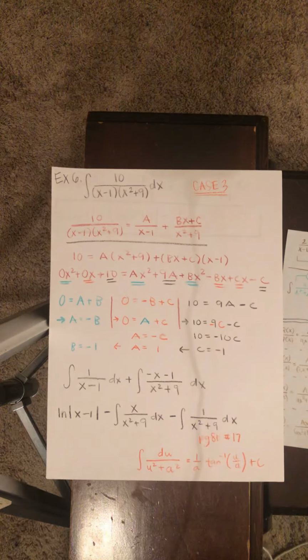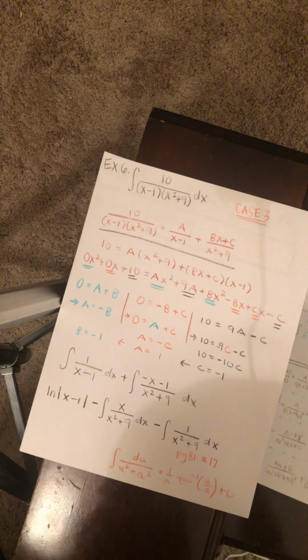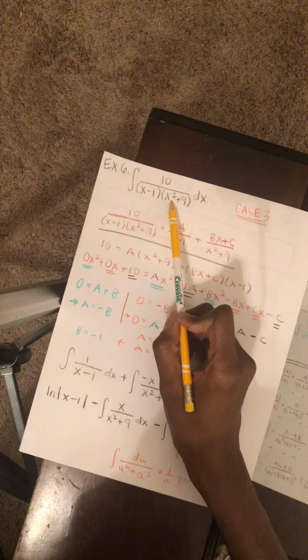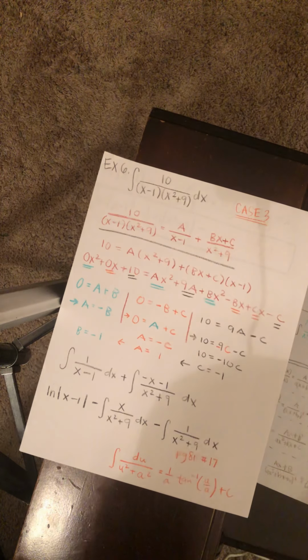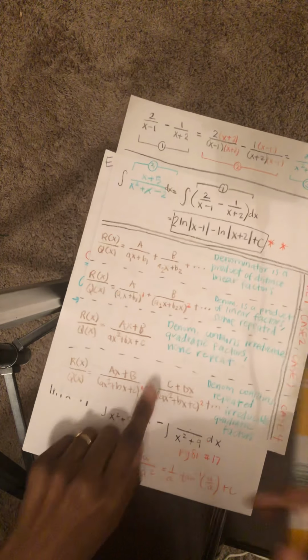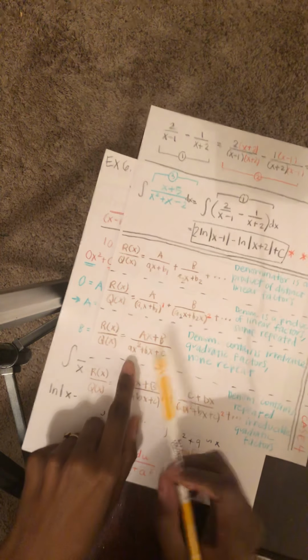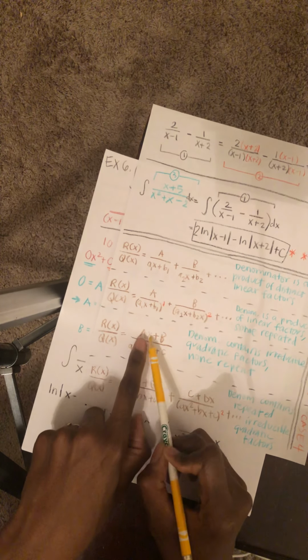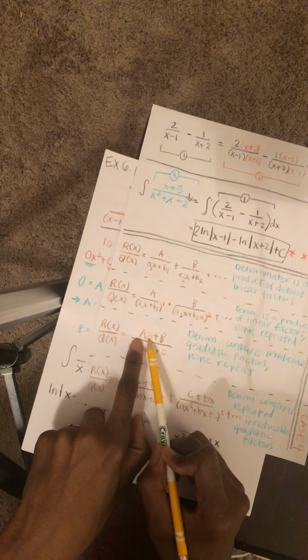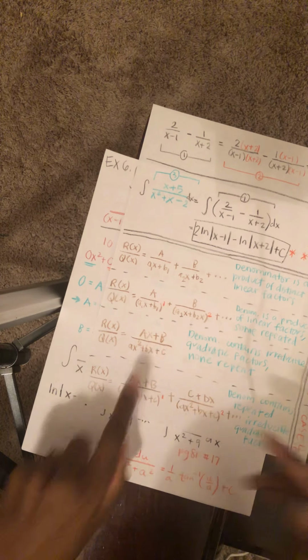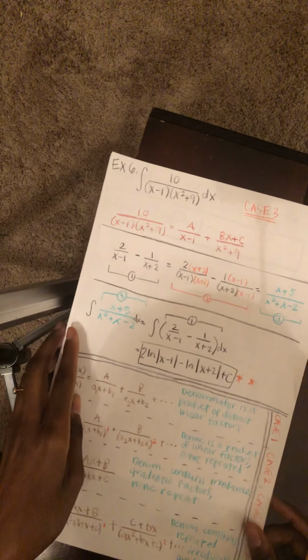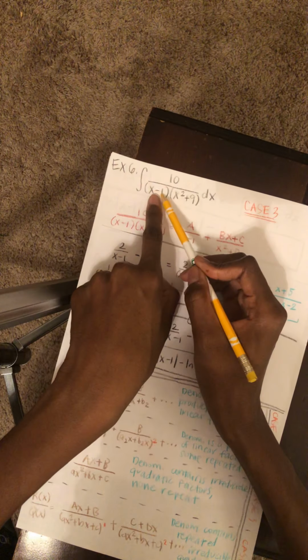Example 6, we're using case 3 because if you look, we have something more than just a linear expression. We have a squared here, and they're not repeating. So that's why we use the quadratic with non-repeating, okay? So essentially, whenever you have a squared, on the top, you're going to write the variable x plus another variable, okay? So this first one, x minus 1, is linear.